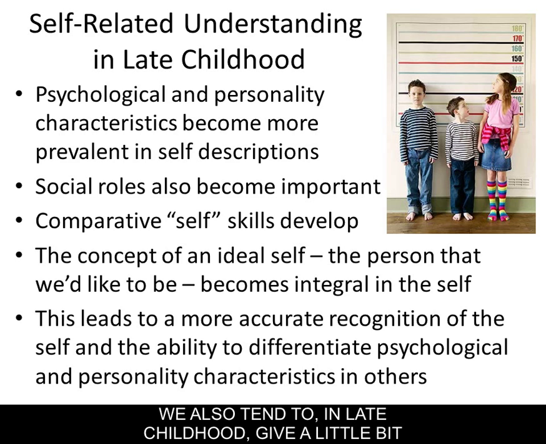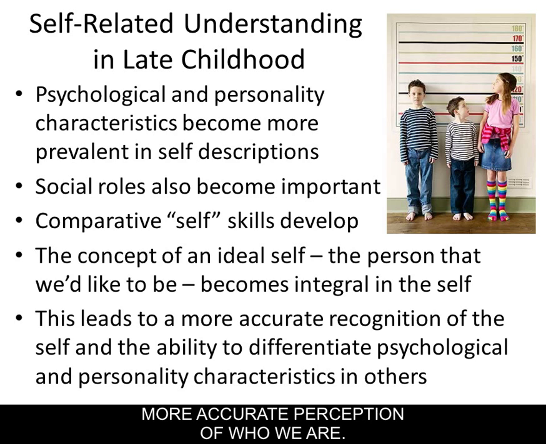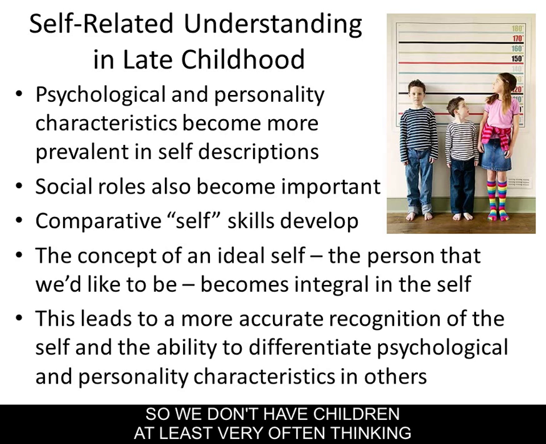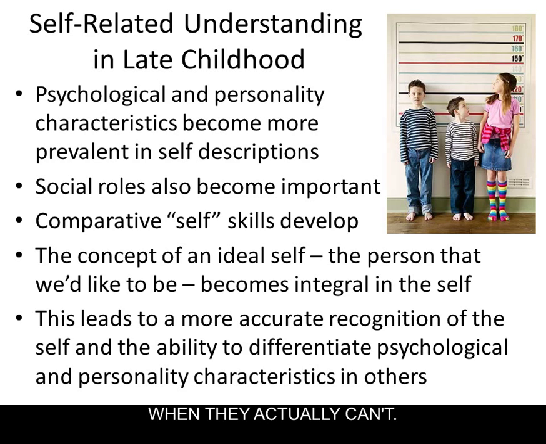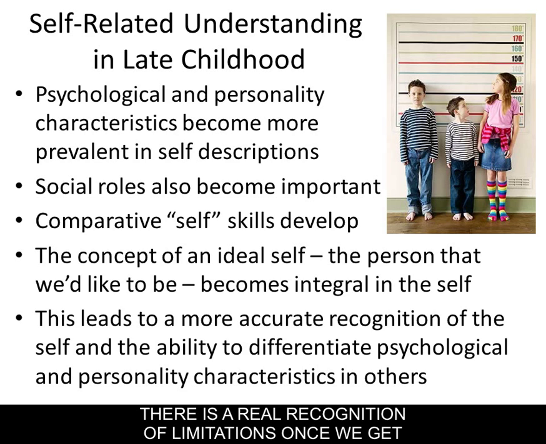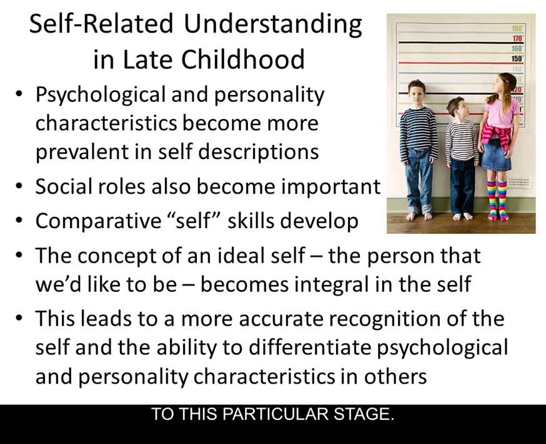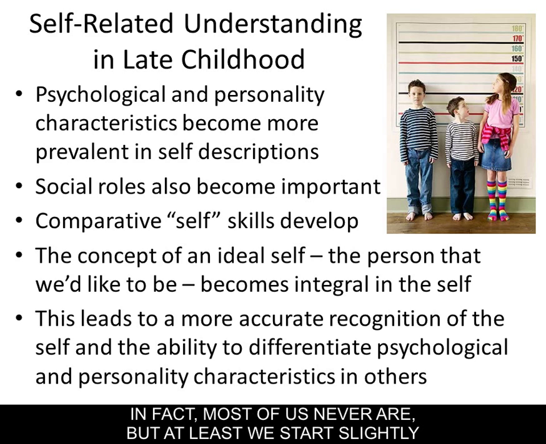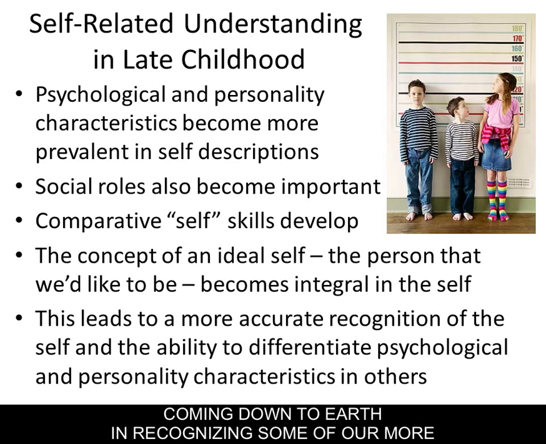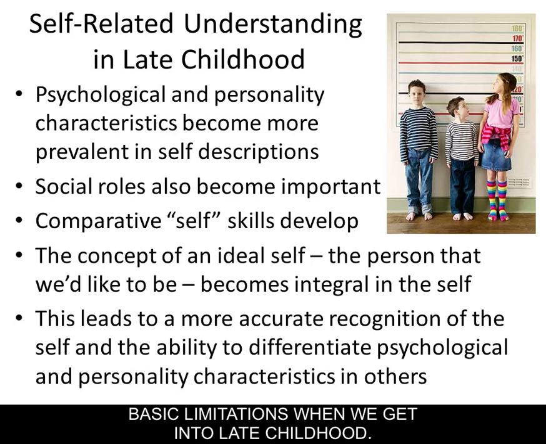And because we form those ideals, because we start to recognize comparative differences between us, we also tend to, in late childhood, get a little bit more accurate perception of who we are. So we don't have children, at least very often, thinking that they can run 10,000 miles, or that they can read when they actually can't. There's a real recognition of limitations once we get to this particular stage. We're still not 100% accurate in our self-descriptors. In fact, most of us never are. But at least we start slightly coming down to earth and recognizing some of our more basic limitations when we get into late childhood.